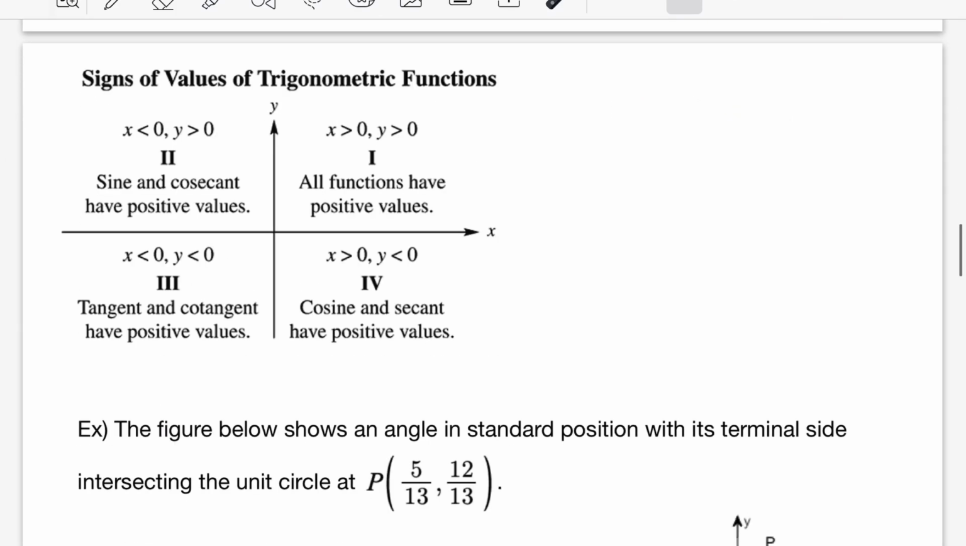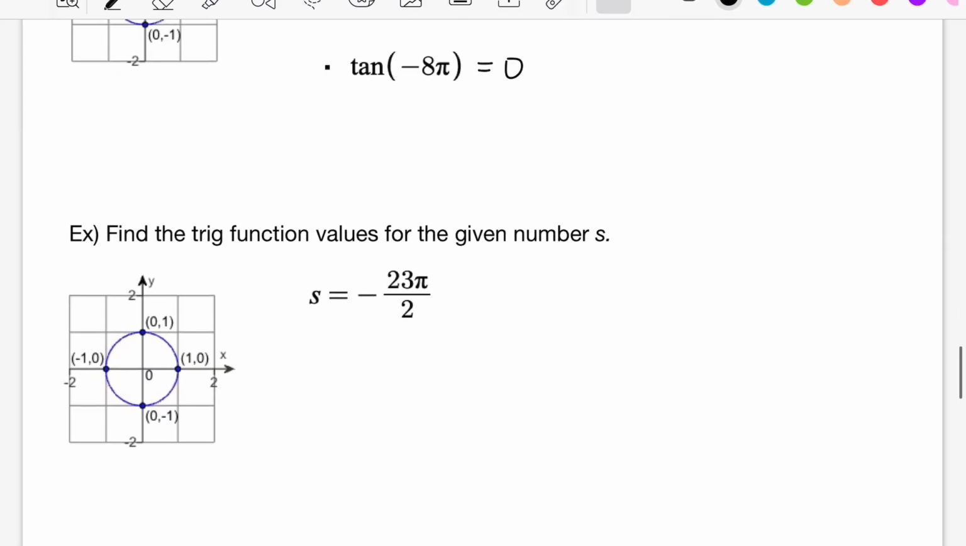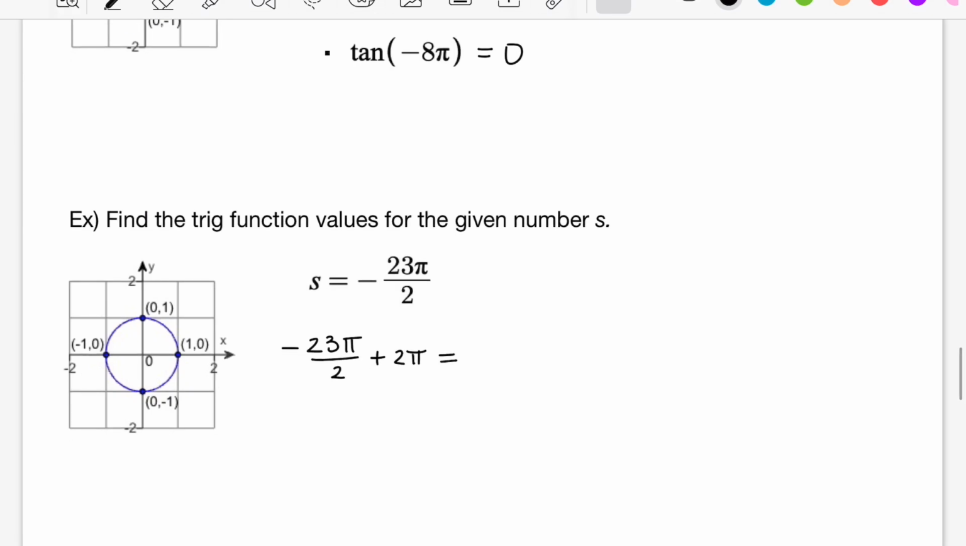In order to do this, what we can do is notice if we have negative 23 pi over 2, we added 2 pi to this guy here. This is the same as negative 23 pi over 2 plus 4 pi over 2, which is equal to negative 19 pi over 2. So if we keep adding 2 pi to negative 23 pi over 2, wherever that is on our unit circle, we're eventually going to end up with some angle in between 0 and 2 pi.